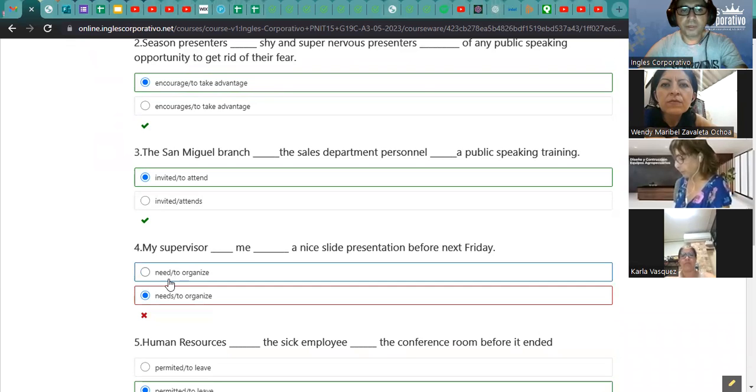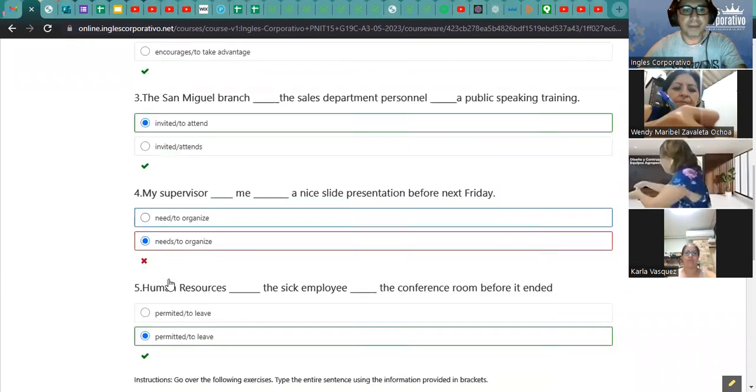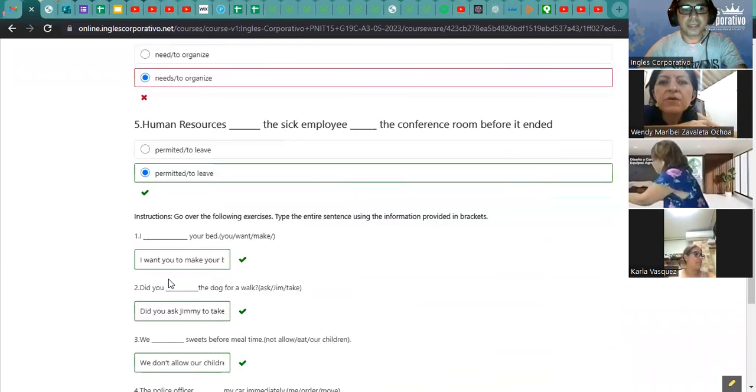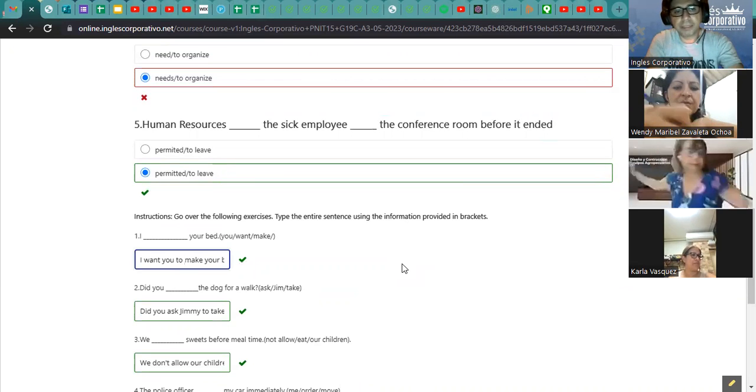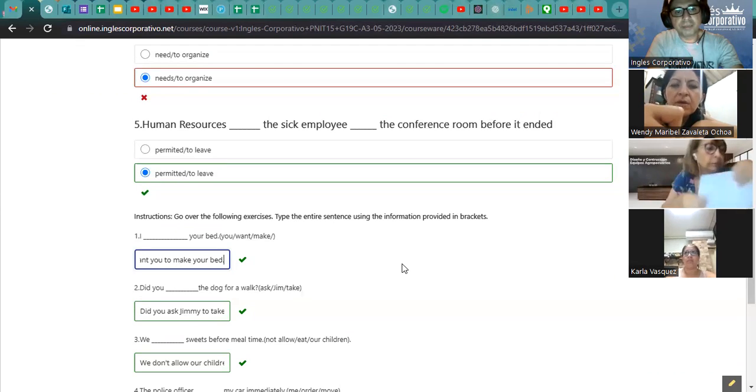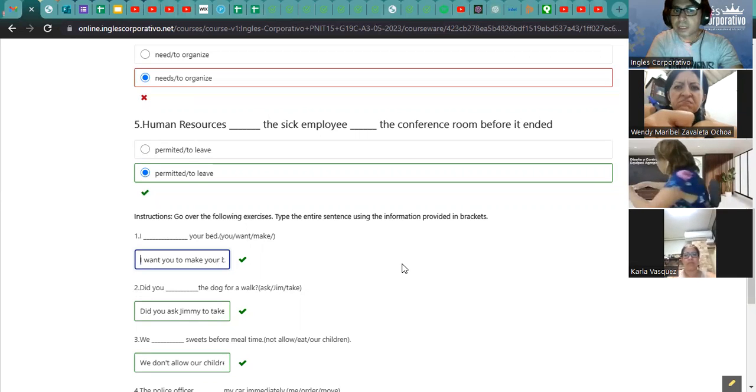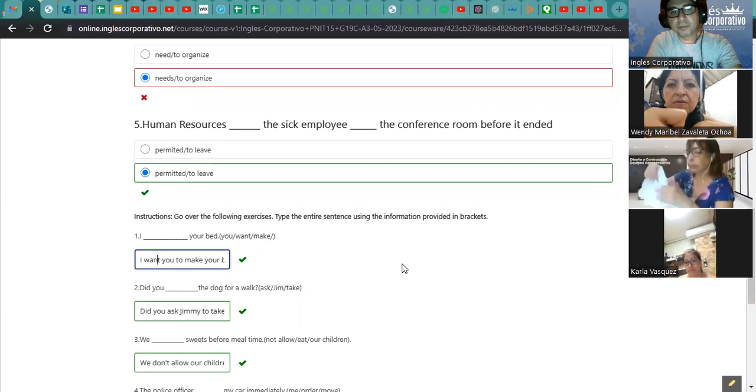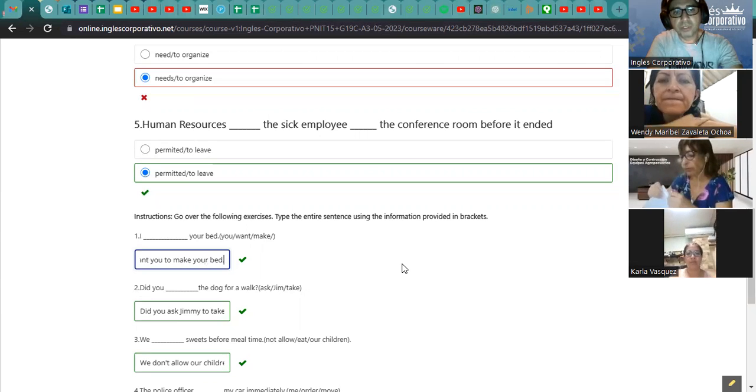This one, number four, is an error. You are not going to have it. Yes, I remember you said. And this, I mean, yeah, it's correct. You have to write, for example, "I want to make your bed." Something is incorrect in the way that you are putting that. And remember that you have to put a period. If you don't set the period, it's going to be incorrect.